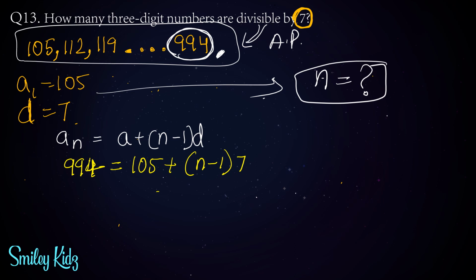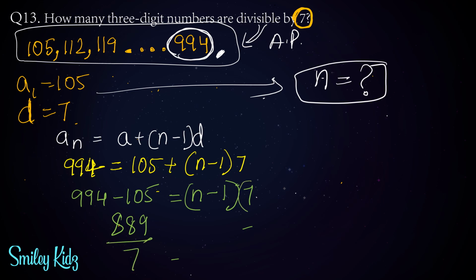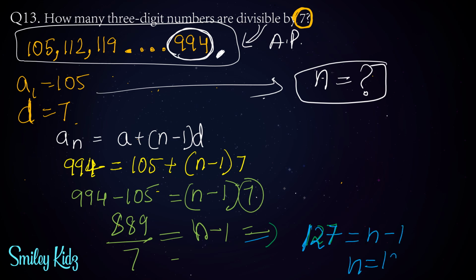Alright. Then we have 994 minus 105 is equal to (n minus 1) into 7. Now what is 994 minus 105? It is 889. Right. So 889. And then I'm transposing the 7 to the other side. Here it's in multiplication. When it goes to the other side, it turns out to be dividing, isn't it? 889 by 7 is equal to n minus 1. Now what is 889 by 7? It is 127. So 127 is equal to n minus 1, and the value of n turns out to be 128.